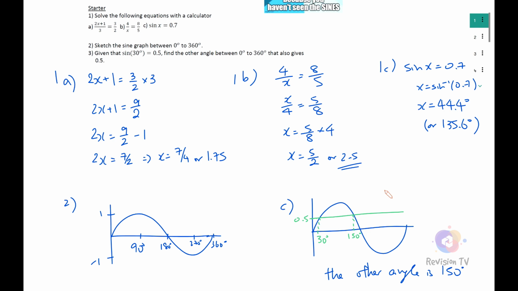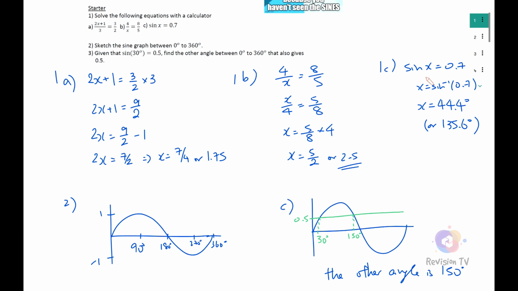Here are the answers for the starter. For question 1, when x is on the numerator and you've got a fraction, you just have to multiply the denominator to the other side and then make x the subject. For part B, when x is in the denominator, we can flip both sides together. So 4 over x becomes x over 4, 8 over 5 becomes 5 over 8, and then we multiply by the 4 across, and we get our answer.